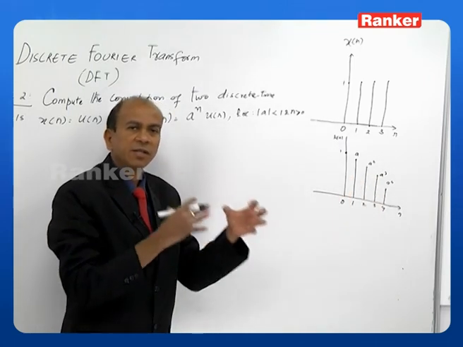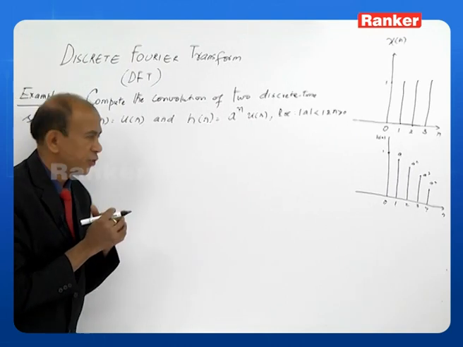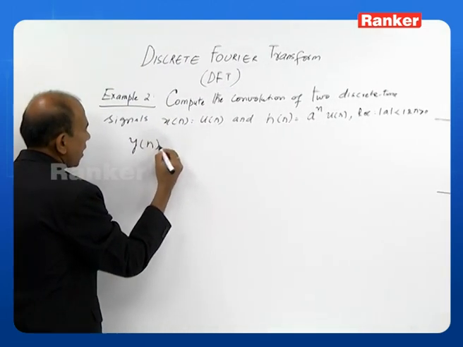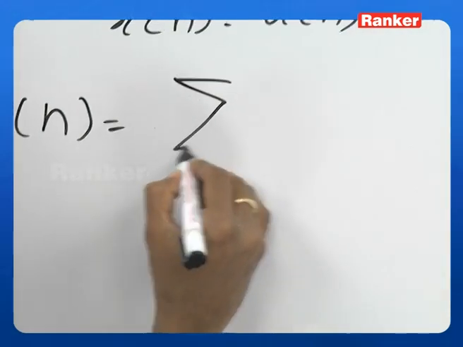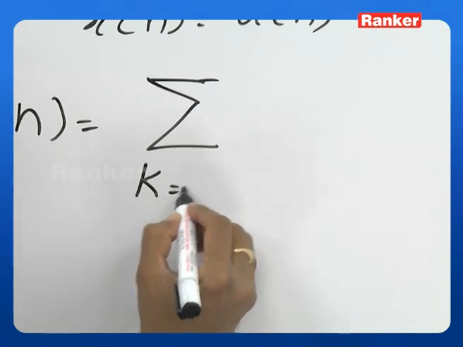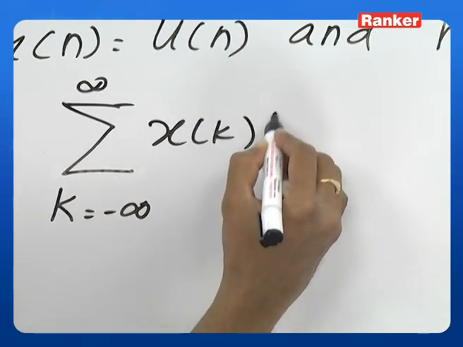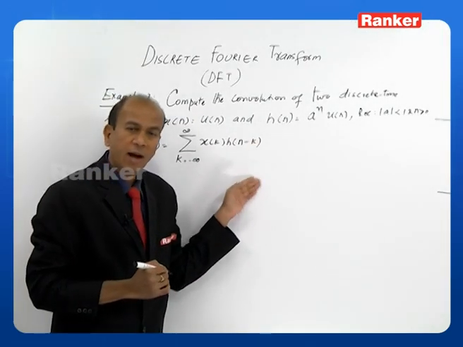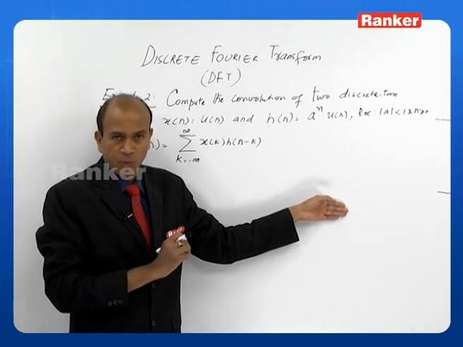Now these two signals have to be convolved. So how do you do the convolution? Let us say y of n is the convolution of these two discrete signals. So what is y of n given as? y of n is given as the summation k equal to minus infinity to plus infinity of x of k h of n minus k. This is one formula which we can use.